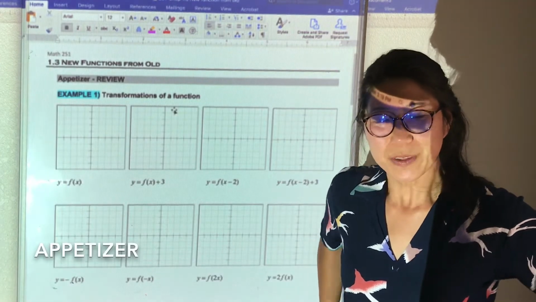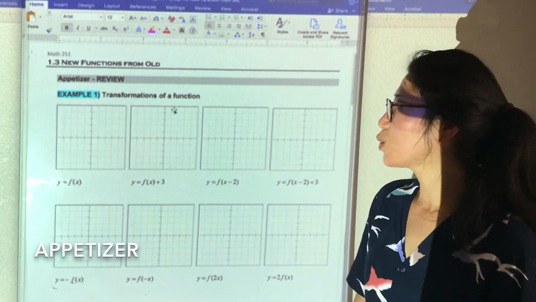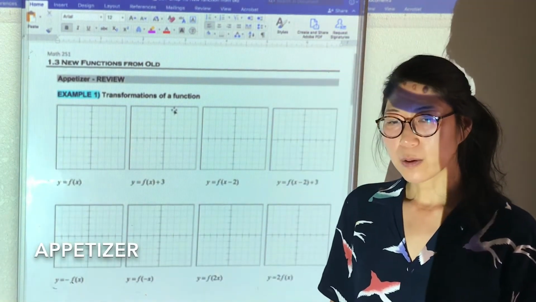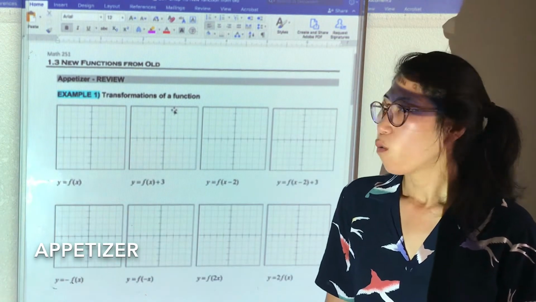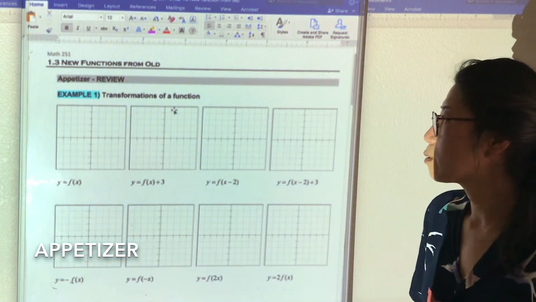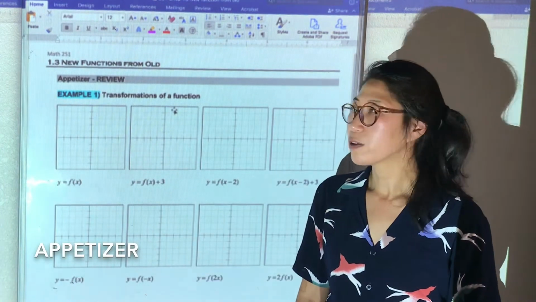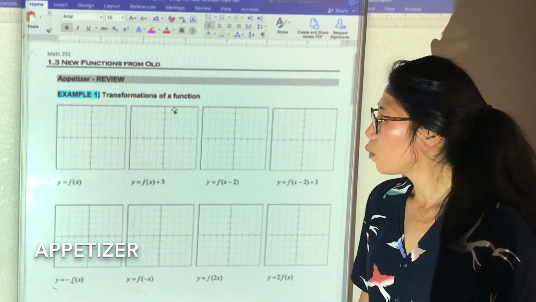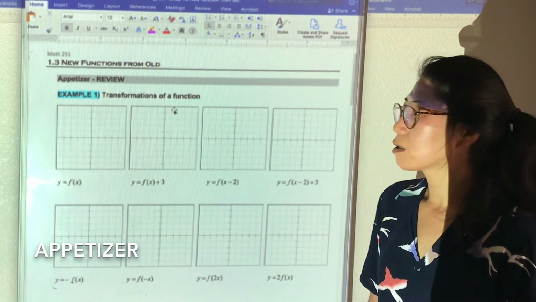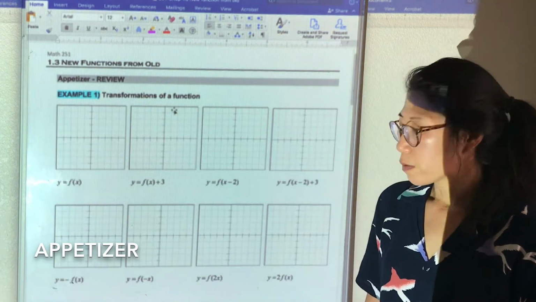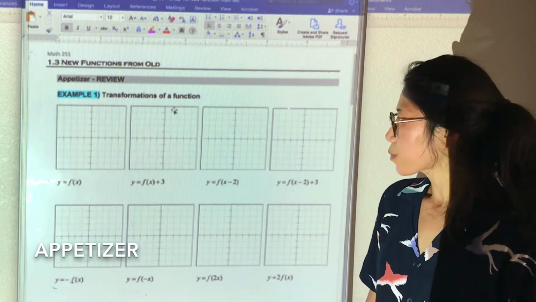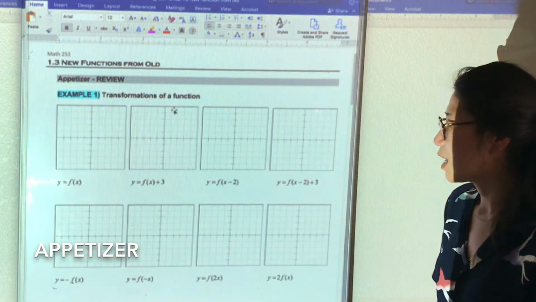Okay, class, I hope that 1.1 and 1.2 went smoothly with you guys. So we are going to look at 1.3 of your textbook, which we will talk about new functions from old. Also, we will study some transformations, even and odd functions, and please review with the appetizer.